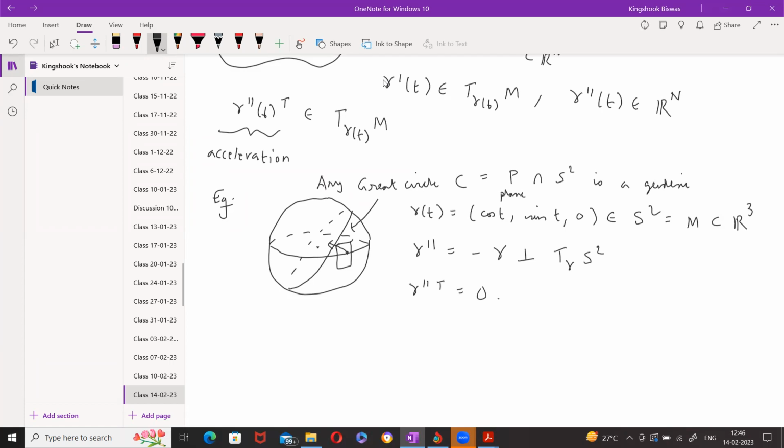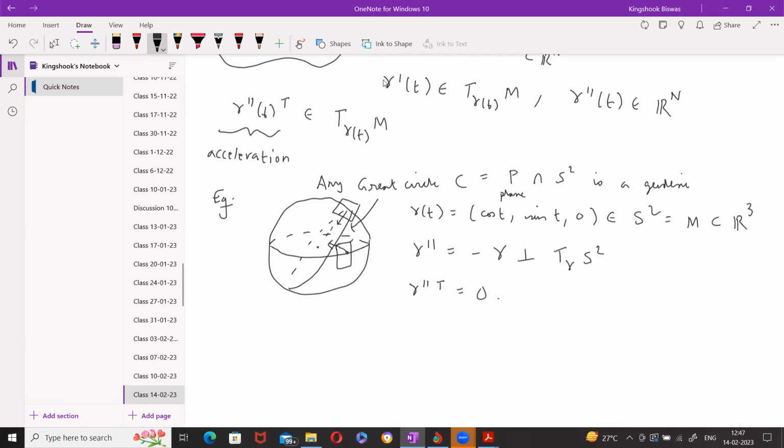So any great circle is a geodesic. Is this clear? In the great circle, the acceleration will always point towards the center, and this is normal to the tangent plane. So the tangential component will be 0. So this will be a geodesic. Is this clear?